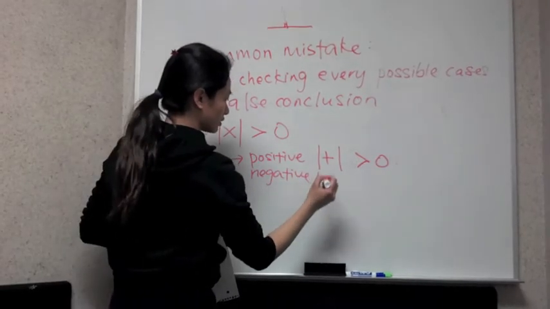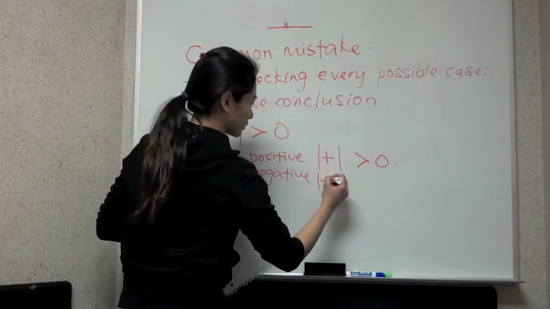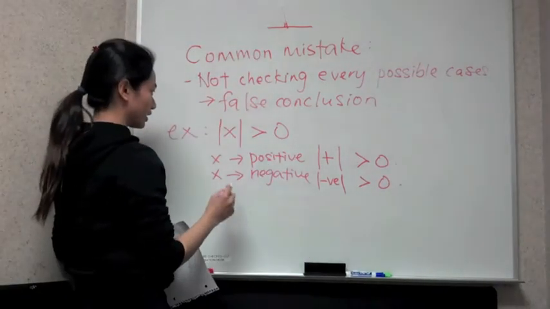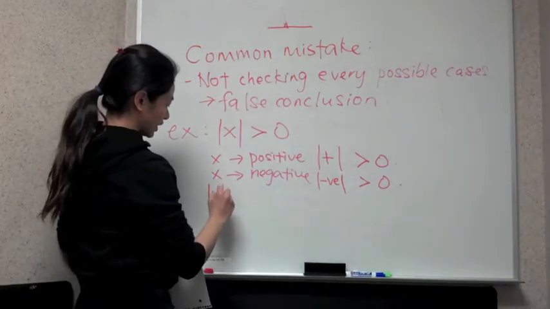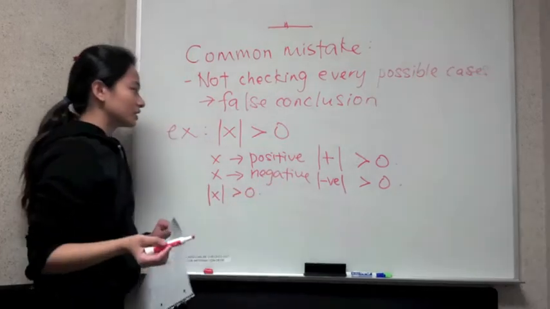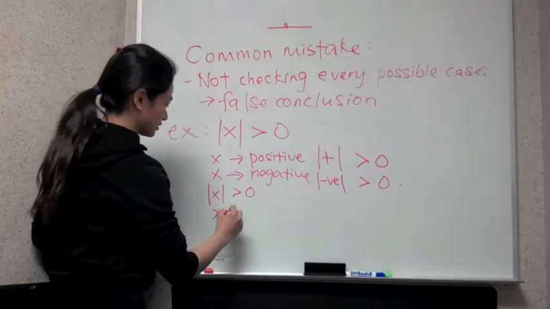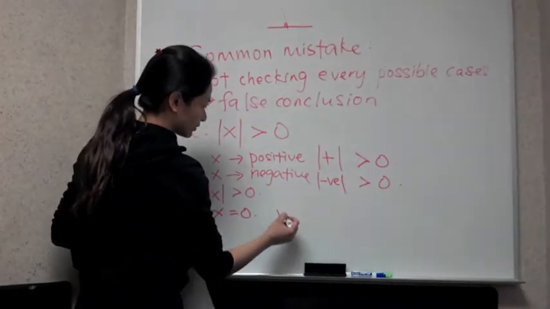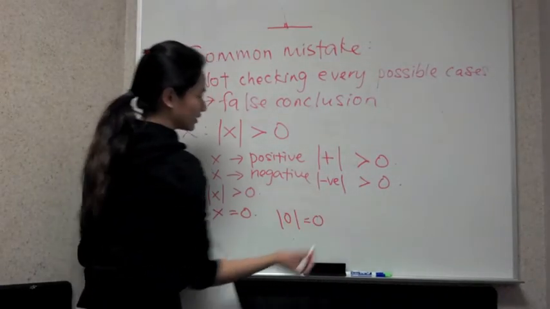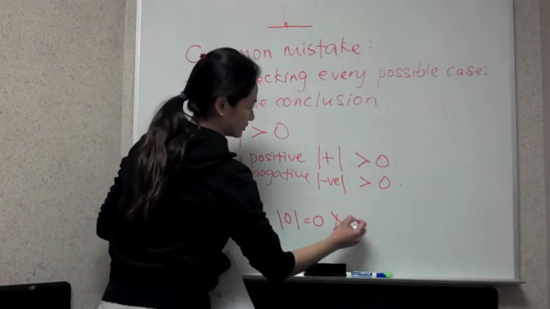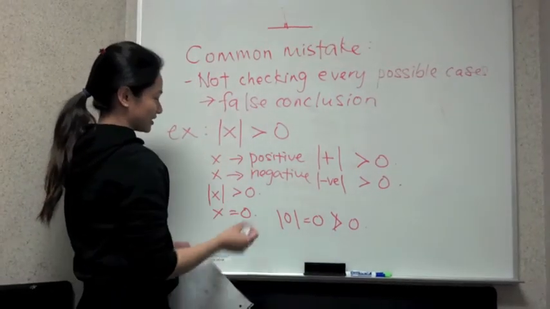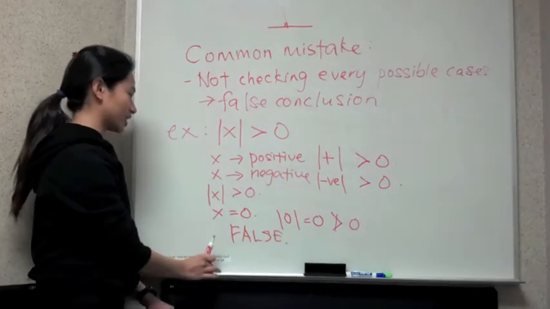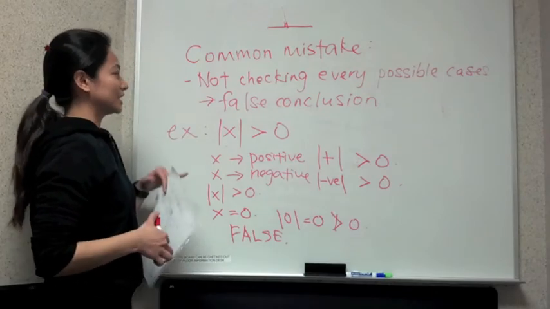When we take the absolute value of x, where x is a negative number, we get a positive number. And from here we conclude that the absolute value of x is greater than 0. But we missed the case where x equals 0. When x equals 0, the absolute value of 0 is 0, and it's not greater than 0. So this statement is actually false. So it's important to check every possible case when we use proof by cases.